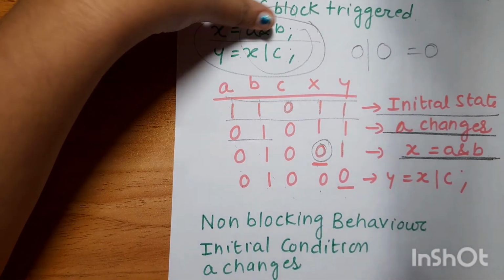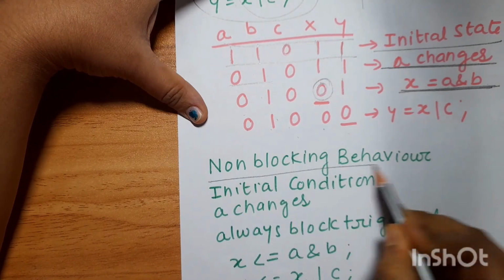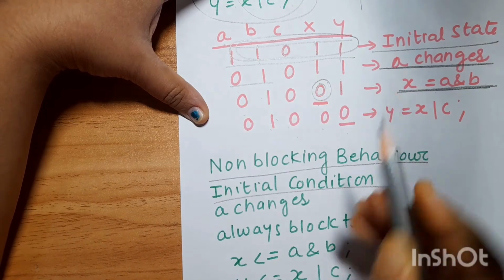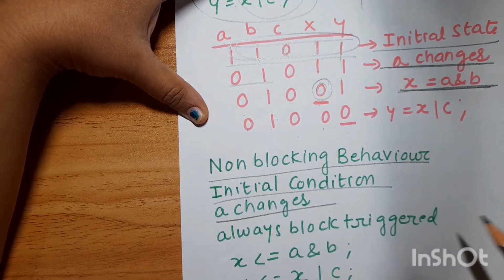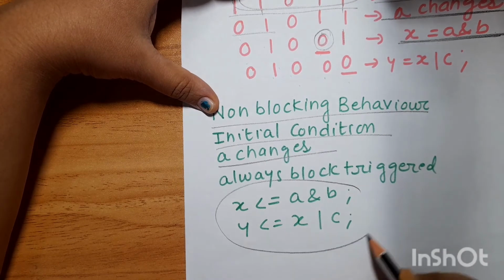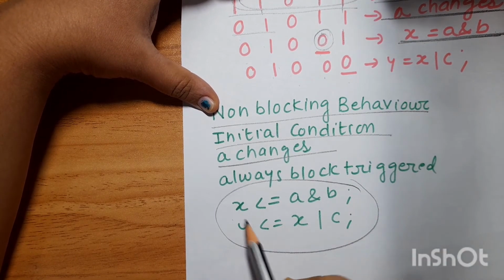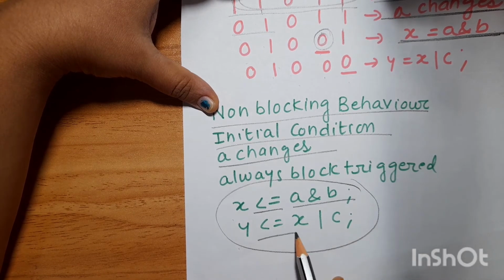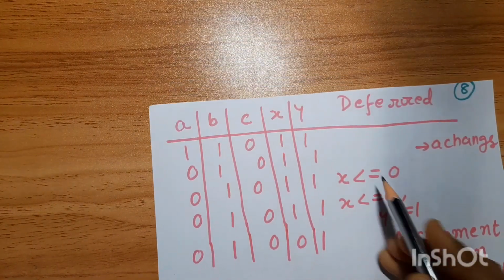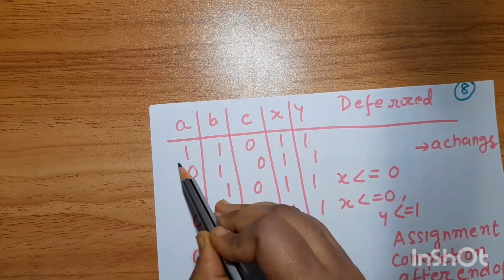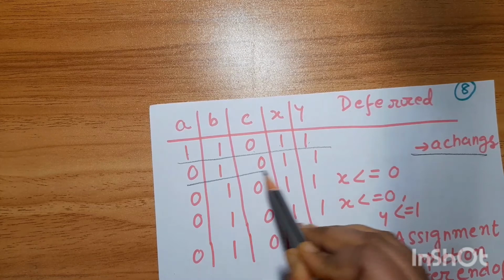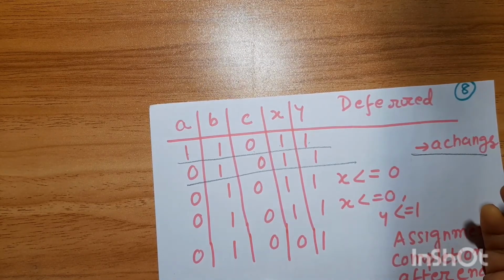Now, for non-blocking assignment, I have the same initial condition. A changes, and only after A changes, the always block is triggered. X non-blocking assignment A and B. Y non-blocking assignment X or C. Now here you see 1, 1, 0, 1, 1, the same initial value of all the 5 variables. A changes value. We come inside the always block. The always block is triggered.